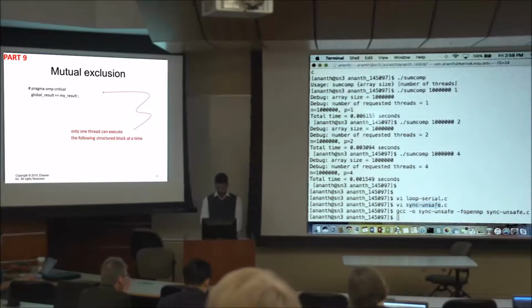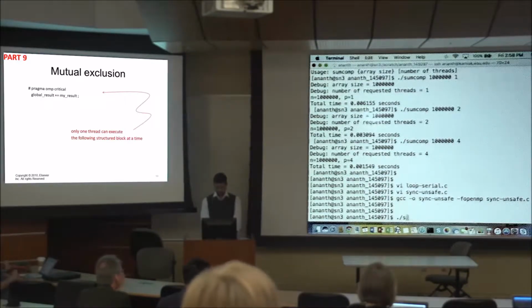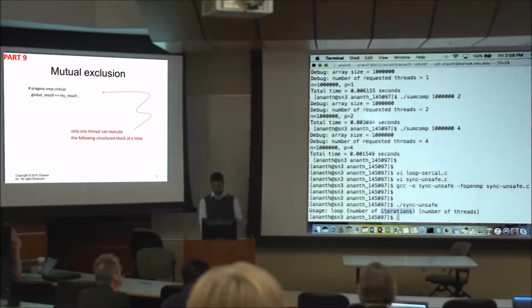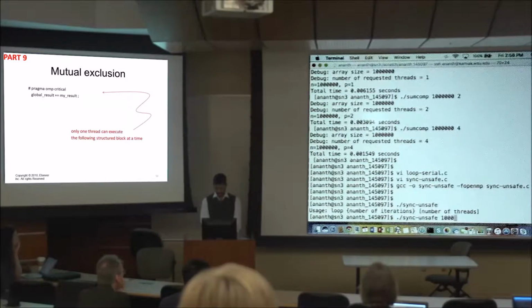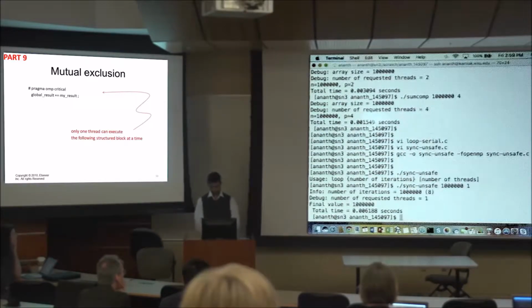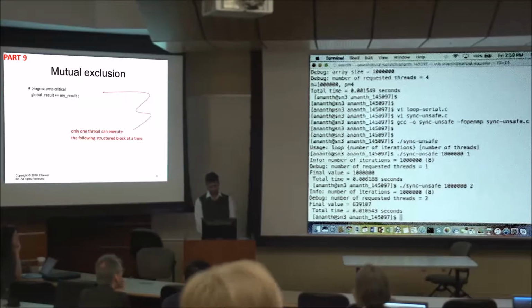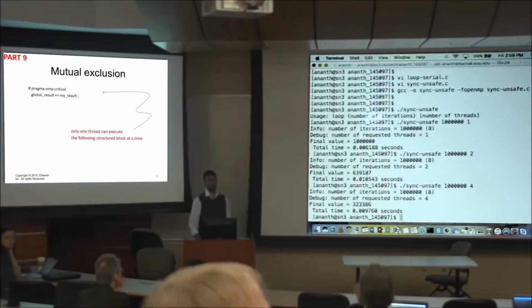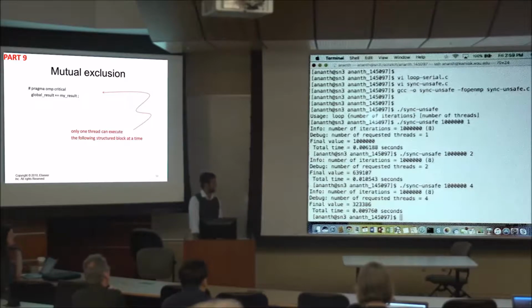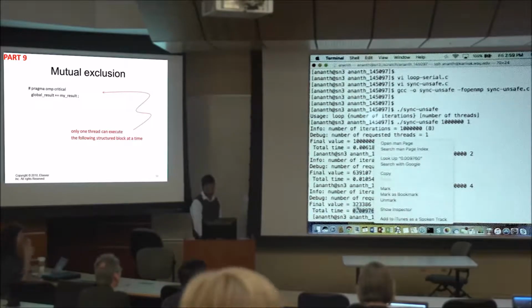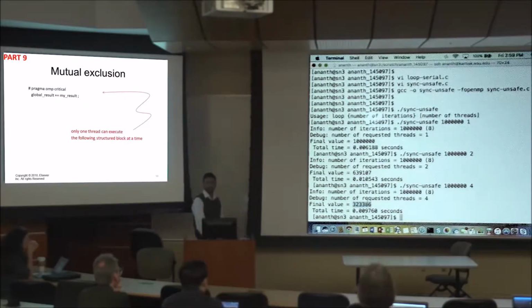Now that we have an executable, let's look at the usage. It's going to ask for the number of iterations and number of threads, n and p. Let's say 1,000,000 and then 1 thread. The final value is 1,000,000, which is what it should be. Let's do 2 threads. The final value is now different. It's not 1,000,000. And each time it basically gives a different value.